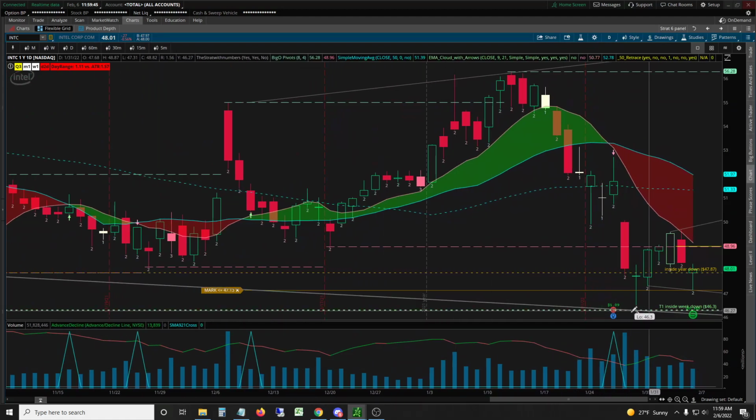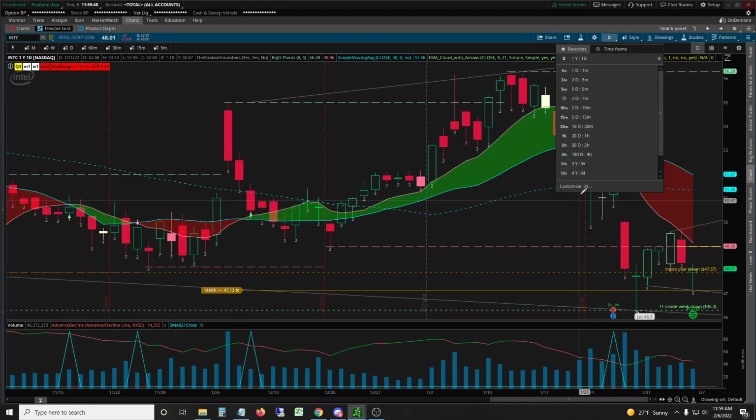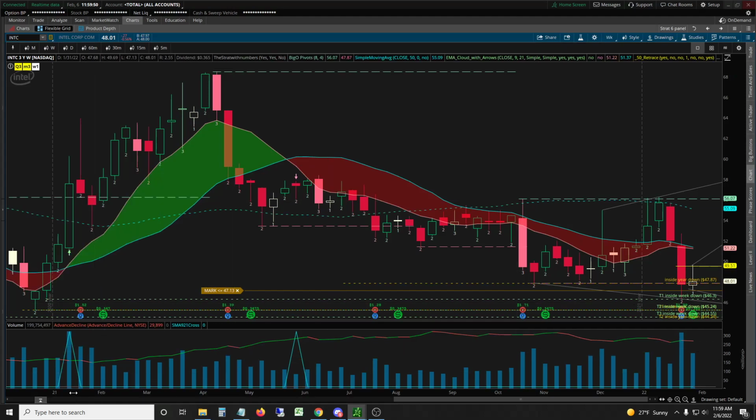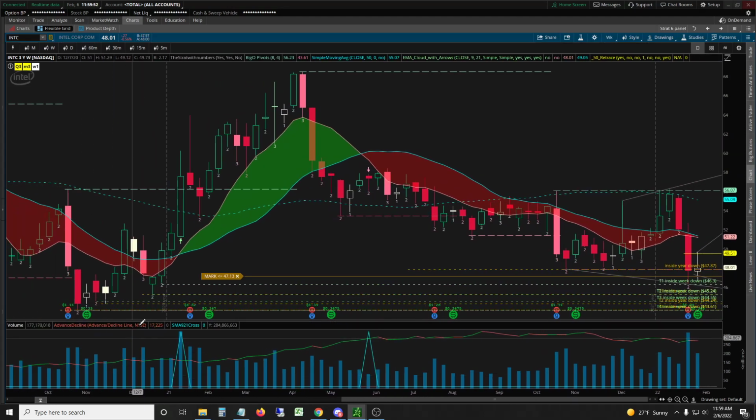Either way, target one is going to be 46.30, and we go back to the weekly because we have to go so far back for more targets. Target one, 46.30. That's where I got it from. It was this here, 46.49. I must have accidentally snapped it here instead somehow.